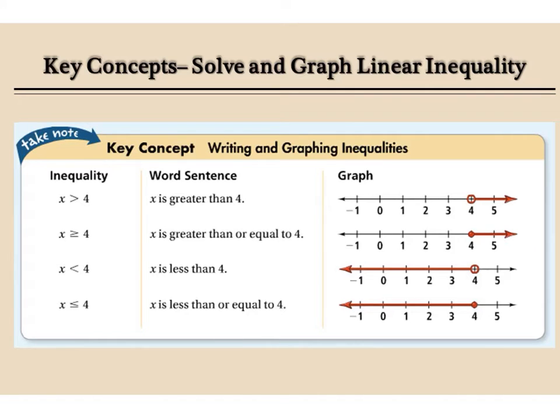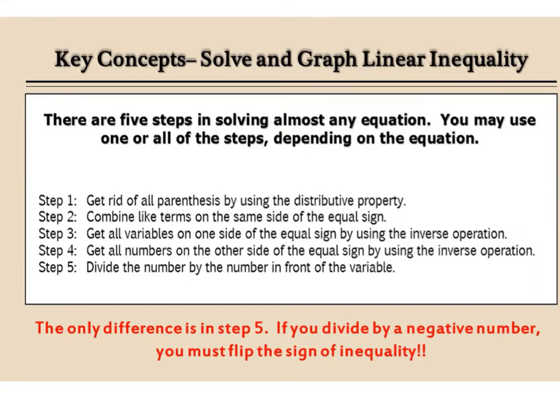Alright, we are still using the same symbols and words and graphs for these linear inequalities that we used in the last lesson. This time though, you are going to have both an x and a y, or two variables, and you're going to solve it exactly like you did when you solved an equation. The only difference is when you get to step 5, and that is when you divide by a negative number.